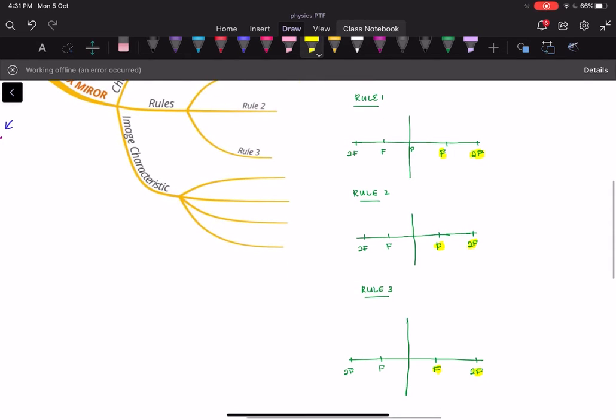So rule 1 ni, apa dia nyatakan? Rule 1 ni menyatakan, sinar cahaya yang selari dengan paksi utama akan dipantulkan seolah-olah keluar daripada titik F. Rule kedua pula menyatakan sinar cahaya yang seolah-olah menuju ke arah titik F akan dipantulkan secara selari dengan paksi utama. Dan rule yang ketiga pula menyatakan bahawa sinar cahaya yang menuju ke arah titik 2F akan dipantulkan balik dalam arah yang sama.